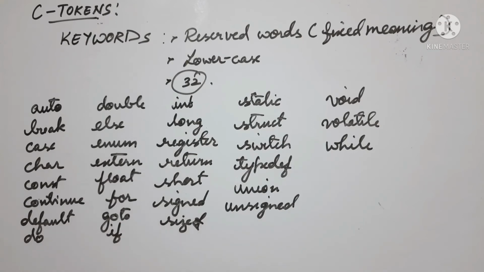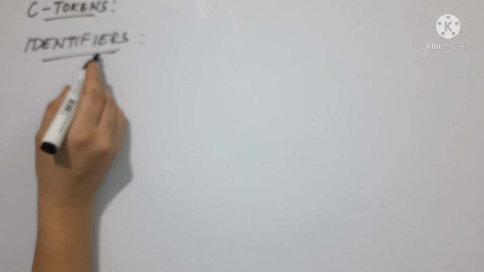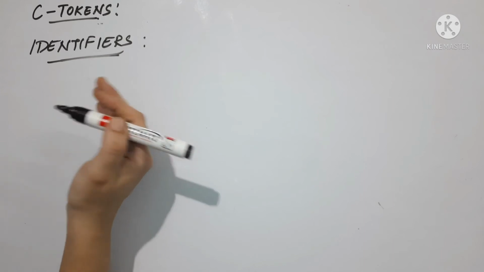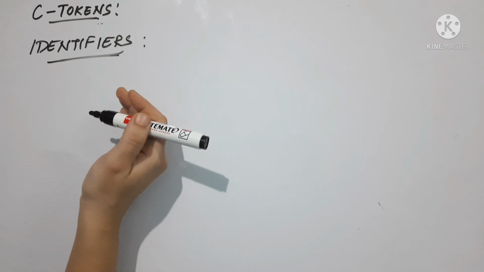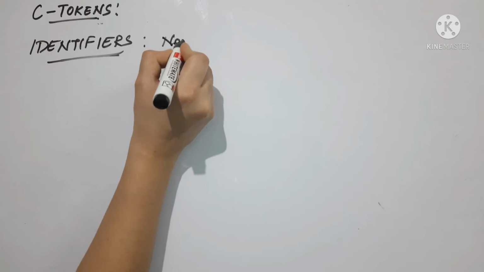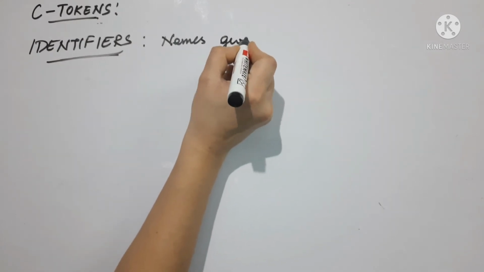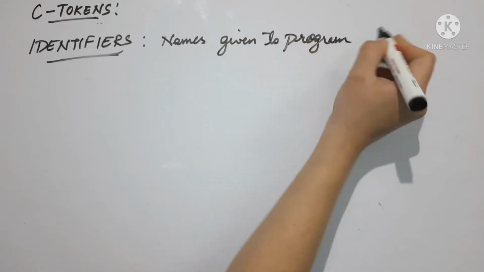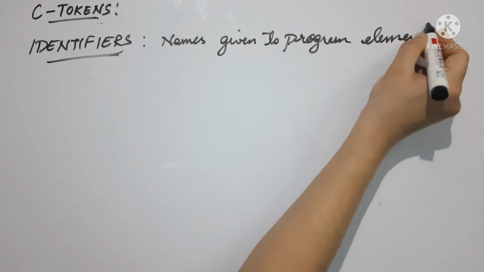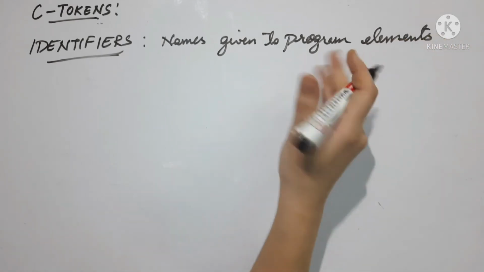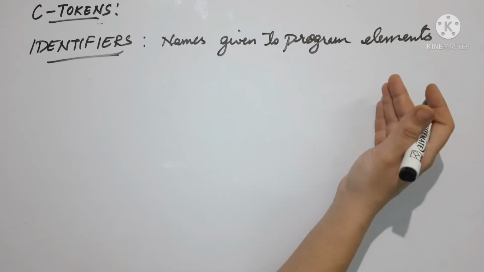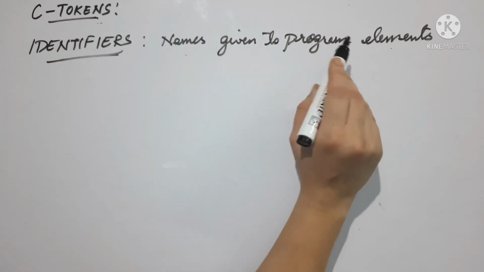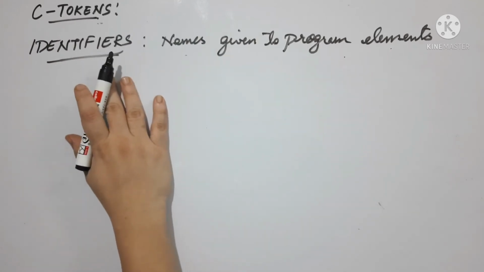Now what is an identifier? Let's discuss. The word itself says identifier means you have to identify something. What are you going to identify? Program elements. So identifiers are nothing but the names given to program elements. What is the meaning of program elements? We will be making use of various kinds of data, variables, symbols in our program. They are called program elements. Whatever name we give to these program elements is called an identifier.